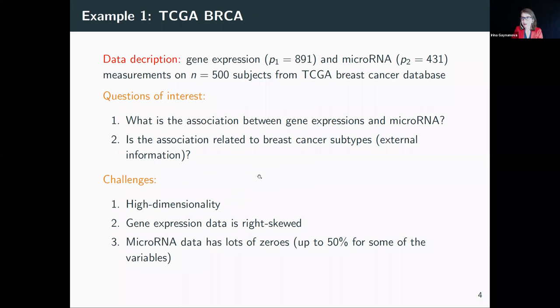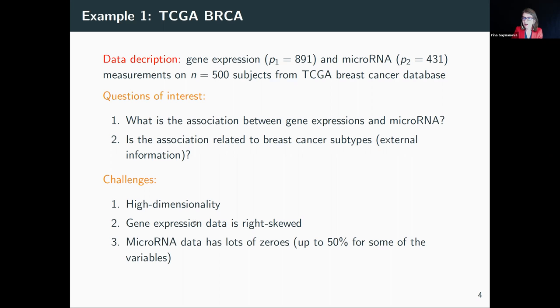And the motivating example I'm going to illustrate today is where we have two views, gene expression and microRNA measurements from the subjects with breast cancer. And we're interested in finding what is the association between those two views. And we're also interested in seeing whether the found associations are related to breast cancer subtypes, which we're going to treat as external information. So in this context, you have two types of data. You have high dimensionality, even though we reduce the number of features quite a bit. You can see that the number of samples is not as high as the number of variables.